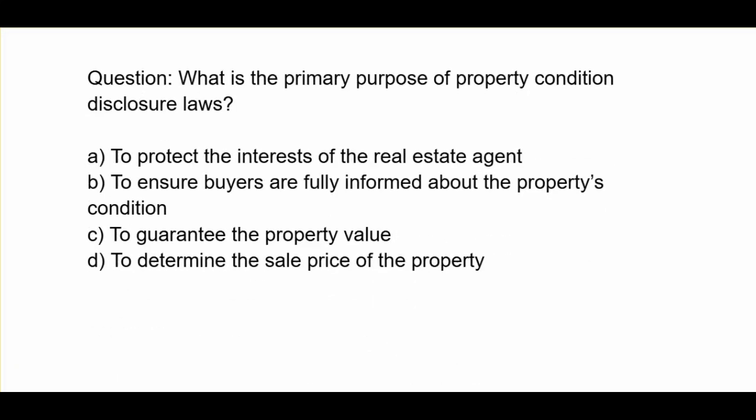What is the primary purpose of property condition disclosure laws? A, to protect the interest of the real estate agent. B, to ensure buyers are fully informed about the property's condition. C, to guarantee the property value. D, to determine the sale price of the property.